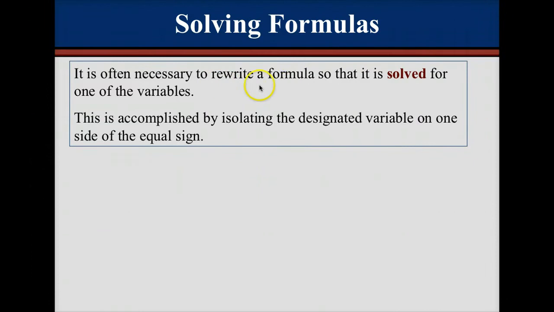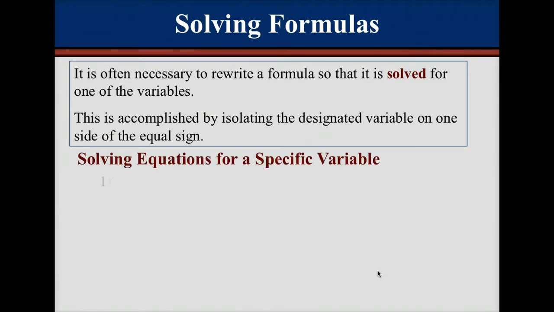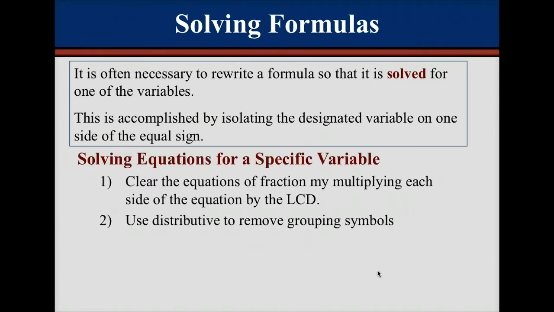Now it's often necessary to rewrite a formula so that it is solved for one of the variables. This is accomplished by isolating the designated variable on one side of the equal sign. There's a chart on page 69 that will give you the steps that are listed here.